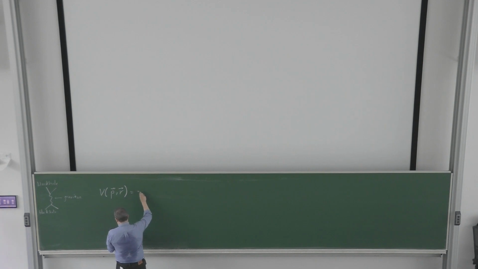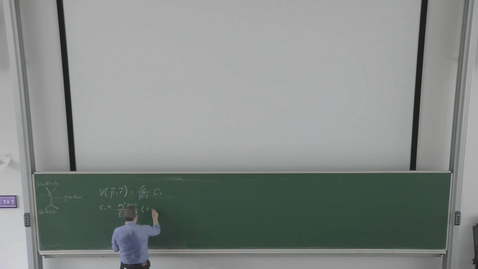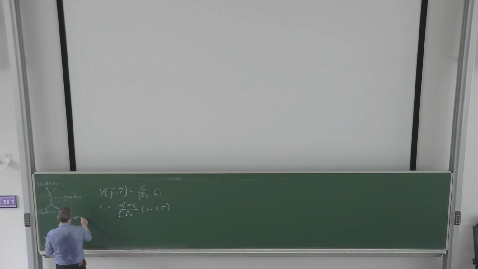It said that the potential V of P and R, so that's after Fourier transform back into position space, is equal to, let me write it as, G over R, and then times a coefficient, let's call it C1, where C1 is a function of momenta, so M1 squared, M2 squared, divided by E1, E2, and then 1 minus 2 sigma, where sigma was equal to P1 dot P2 divided by M1, M2.